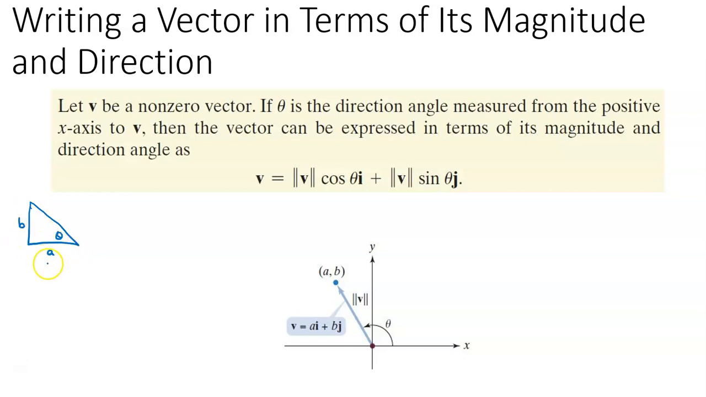So it makes sense that in the i direction, we're going to multiply by cosine because that's the adjacent side. We're going to multiply the j version, or the vertical, by sine because that's the vertical component. So we can separate a vector into its components by multiplying the magnitude of the vector times the cosine of the angle, and the magnitude of the vector times the sine of the angle, because remember this hypotenuse here is the magnitude of the vector. That's how long it is from the origin to wherever we're going.